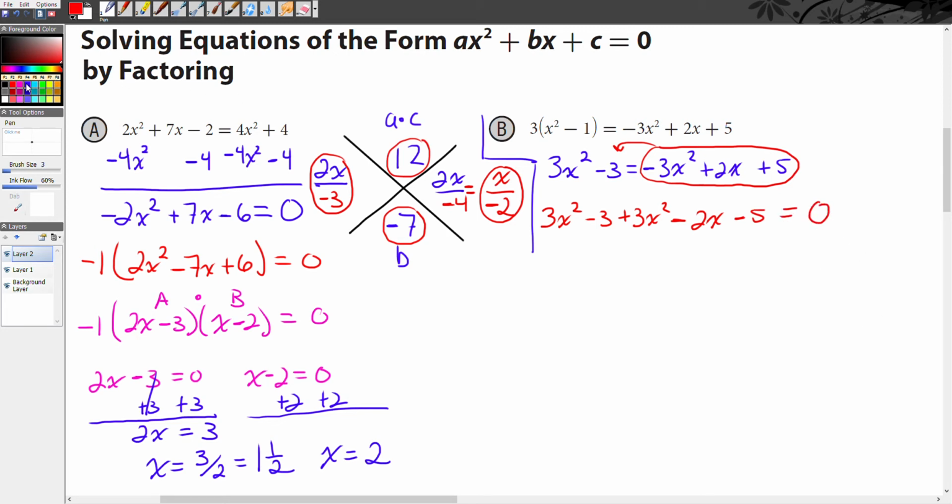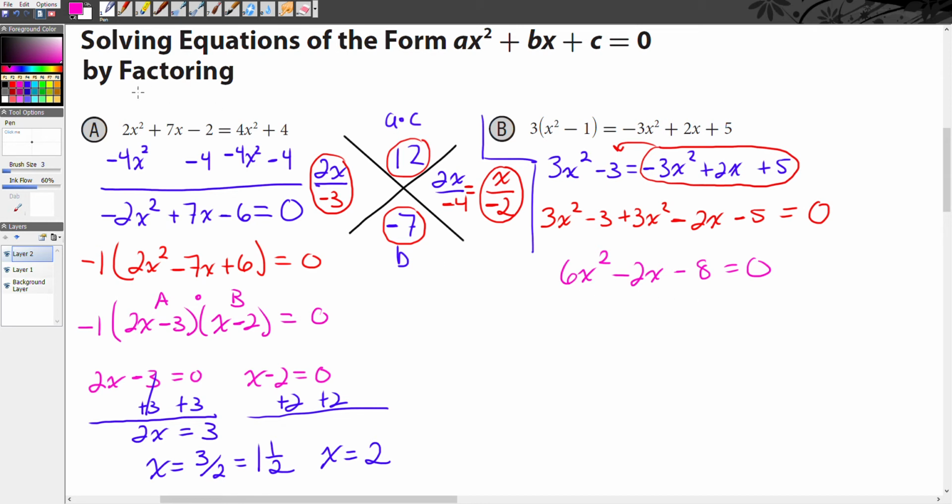And so when I combine like terms, I have here 3x squared plus 3x squared, that's 6x squared. I look over for my b value, negative 2x, there's no other x here, so minus 2x. And I look at my c values, I have negative 3 and negative 5, so minus 8, and that equals 0. So let's go ahead and go about the process of factoring now.